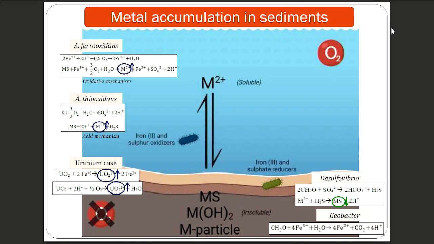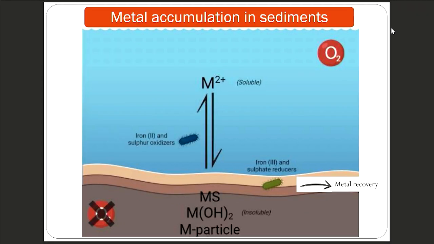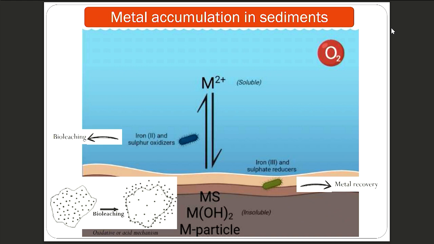In the case of the reducers, they oxidize organic matter, reduce sulfate and generate sulfides, which can generate the insoluble metal sulfides. So this kind of bacteria can be used for metal recovery, and the oxidizers can be used for bioleaching. So briefly, bioleaching is the process where the metals that were attached to a solid matrix solubilize and transfer to aqueous solution. This can happen by both the oxidative or the acid mechanism.